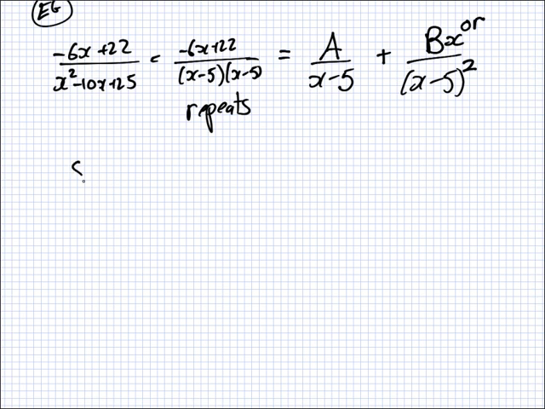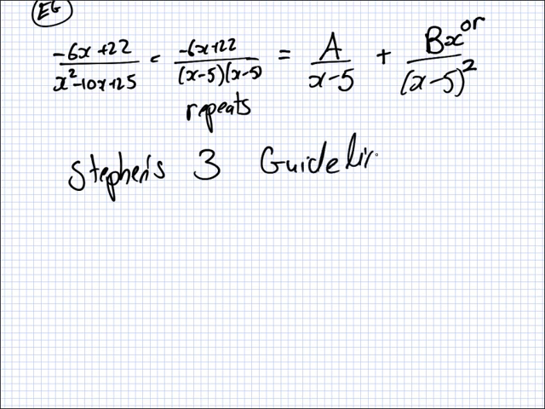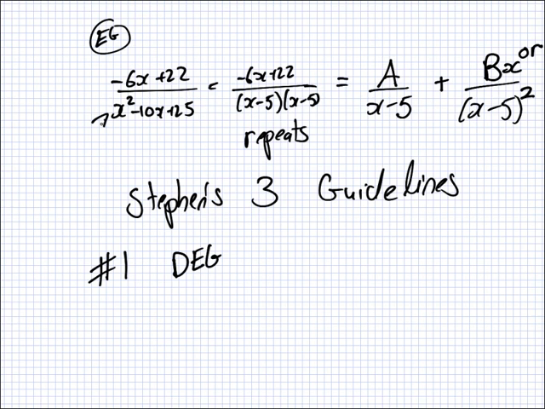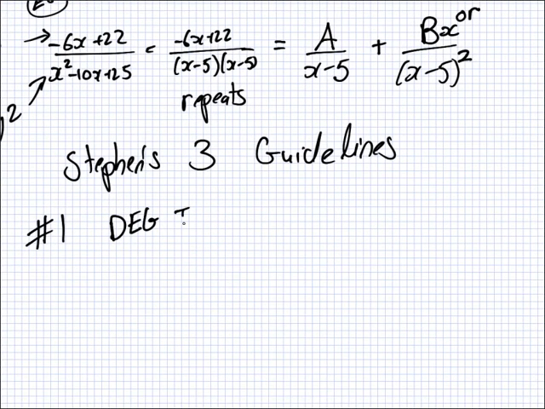I have three guidelines. Number one rule: the top must be, do you know this word, degree? Degree means the power. For example, this one is degree 2 and this one here is degree 1. So my first rule is the degree of the top should equal the degree of the bottom minus 1.